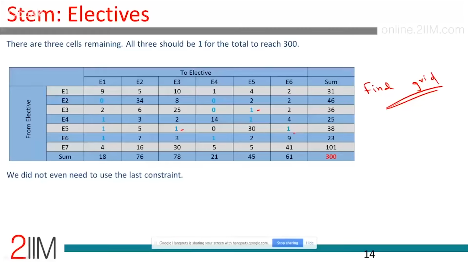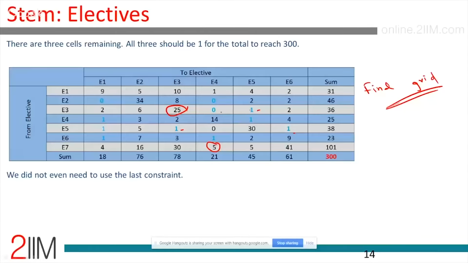Key point here: make sense of the table before you start answering questions or looking at the constraints. If you don't have a crystal clear understanding of what the table means, what does the cell mean? When you pick some cell here, what does it mean? This tells us that 25 students stayed back in E3. They originally selected E3, they continued to be in E3. This says from E7, 5 students jumped to E4.